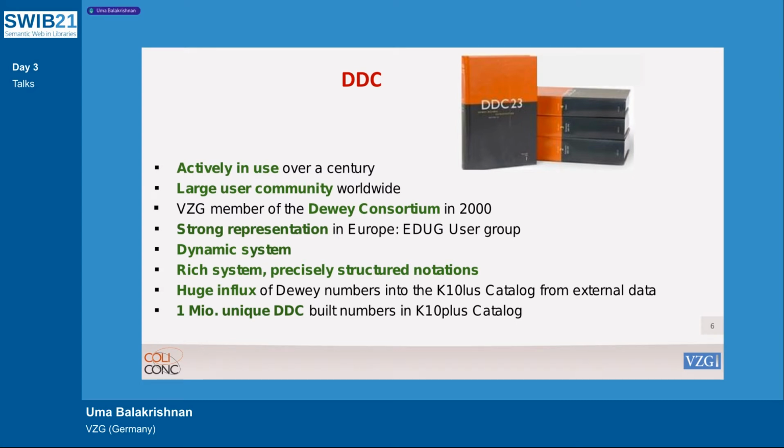The next point here is the Dewey Consortium, which was founded in 2000, and VZG was a member of this consortium. The goal behind it was to introduce and promote DDC in German-speaking countries. And DDC has a strong representation in Europe, and VZG is also a member of the DDC user group in Europe. So this all comes with a responsibility towards DDC. It is a live, very dynamic system, and every day new notations are added to the system. In our Union catalog, we have at least 10 million DDC notations currently, and most of them come from external data sources like WorldCat and Library of Congress.